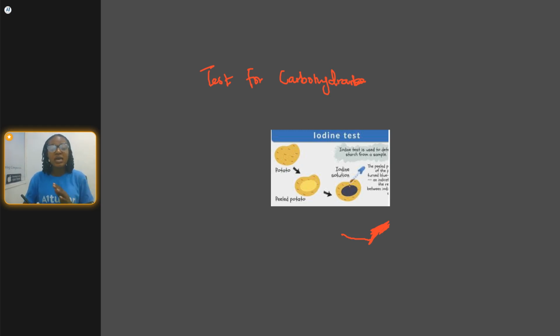The question can come in any way, in any form. Yours is to understand the concept, the topic, so you can tackle the question any way it comes to you. So this is the iodine test. If you apply iodine solution on any carbohydrate food and it turns blue-black, it means the food is starchy. It means the food has starch. This is how to test for carbohydrates.